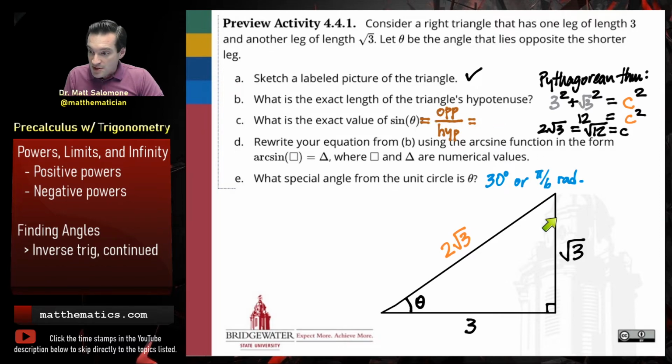So the length of the opposite side is the square root of 3. Again, it's opposite because it's the one side of the triangle that doesn't share a ray with this angle, right? And the hypotenuse is opposite the right angle, right? The hypotenuse is twice the square root of 3. And so when I take that ratio, square root of 3 divided by twice the square root of 3, my square root of 3's can be reduced, and we end up with 1/2. So sine of theta is equal to 1/2 for this angle.